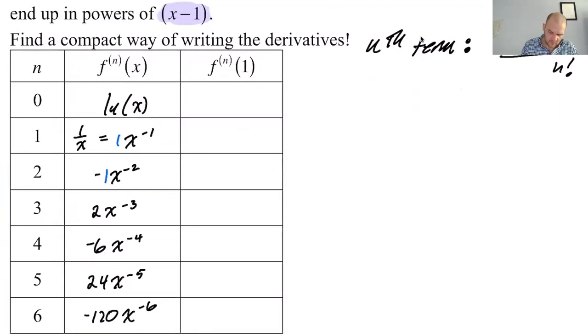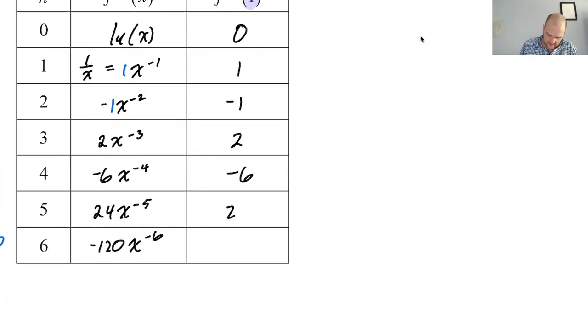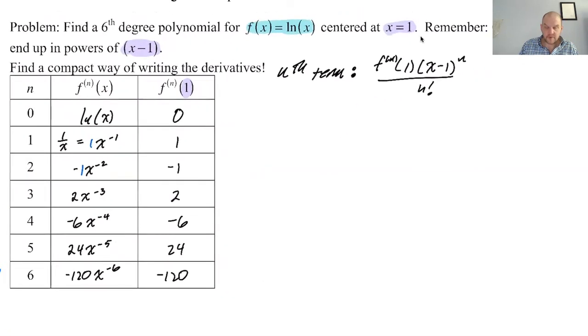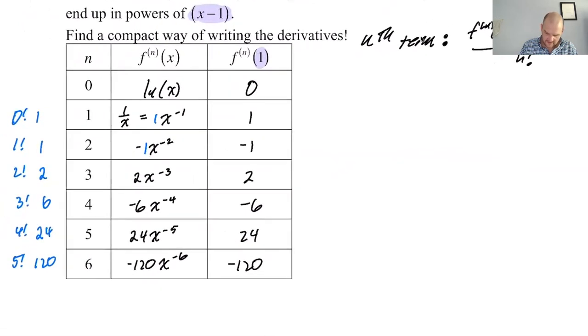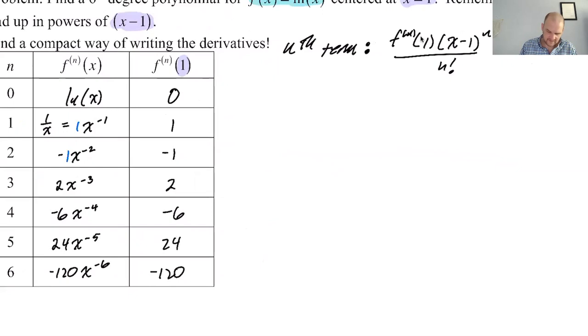So the natural log of 1, so everything's at 1, keep that in mind. The natural log of 1 is 0. And then we're going to get 1, minus 1, 2, minus 6, 24, and then minus 120. All right. But we know that those are the factorials. So really, I might use the factorial versions. Maybe not. Let's just start writing it.